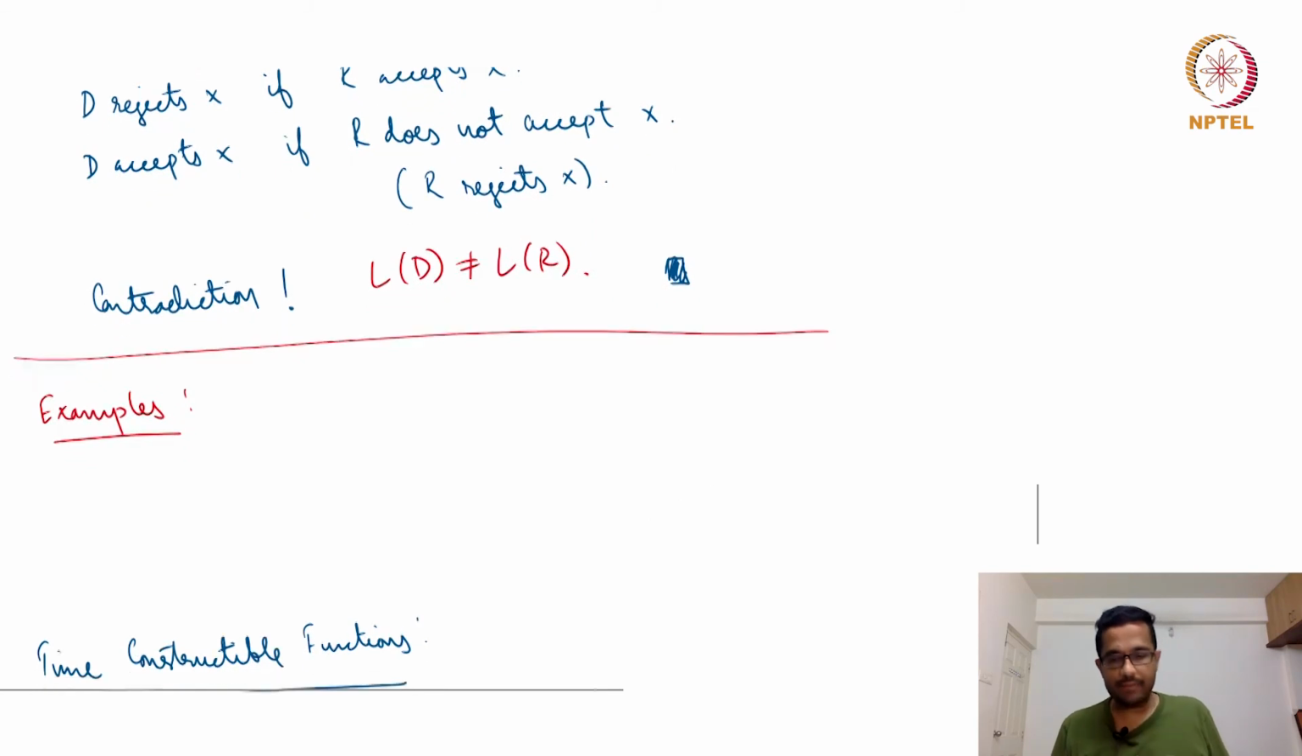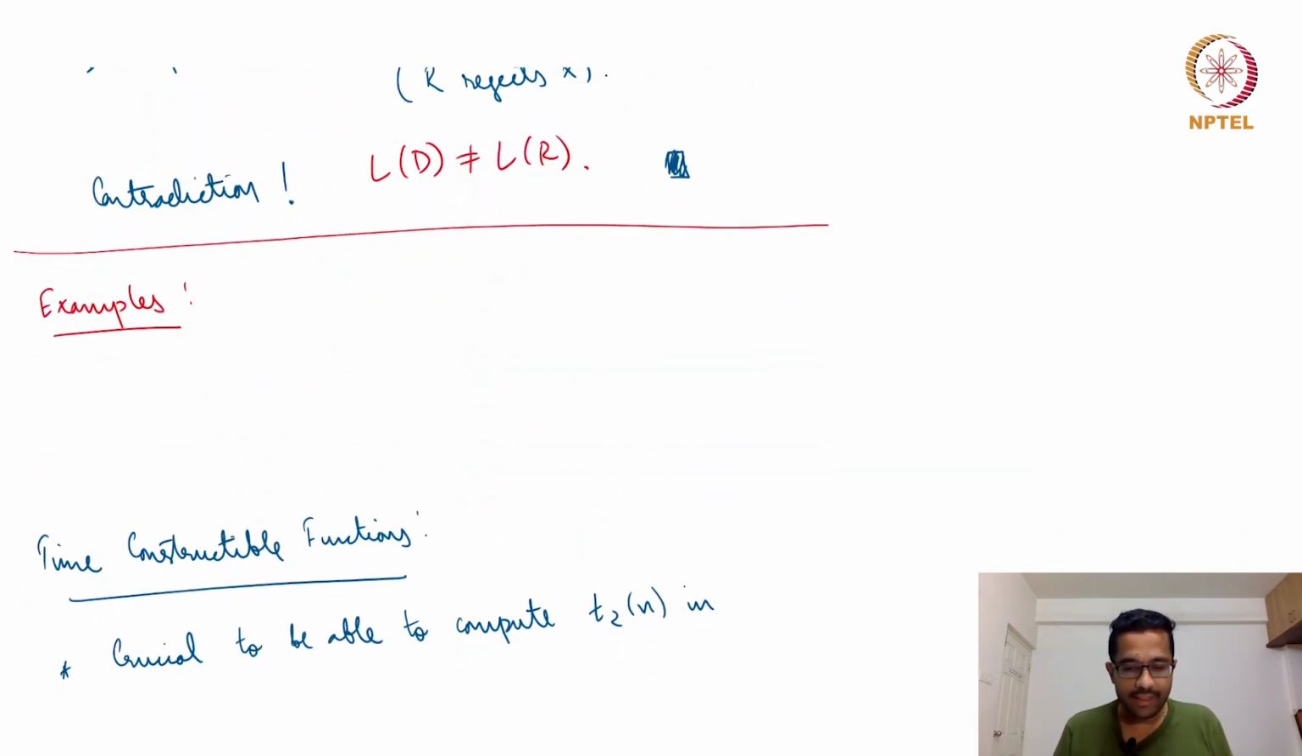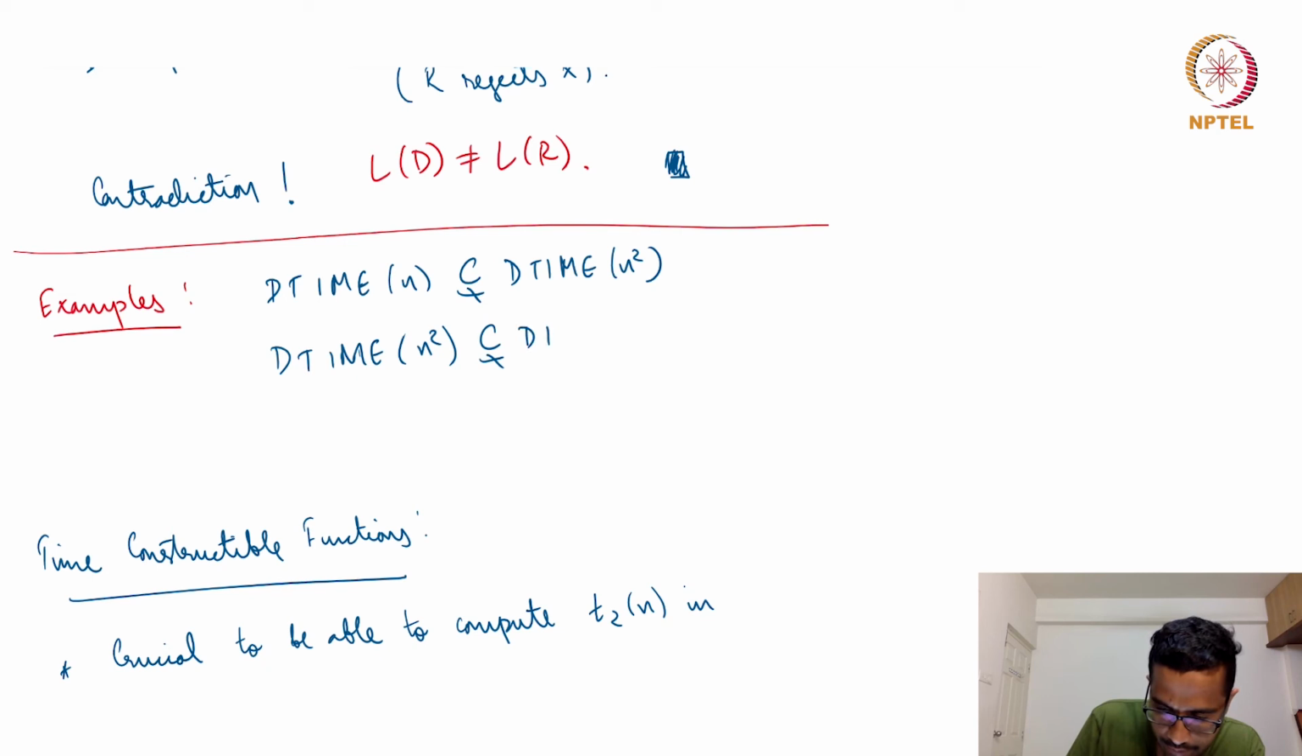So this is the time hierarchy theorem. Why? What is hierarchical about the time hierarchy theorem? With this I can show that, as we have already seen, DTIME(n) is contained in, but not equal to, meaning the containment is strict, DTIME(n squared). DTIME(n squared) is contained in DTIME(n cubed), right? Maybe I can say even more things.